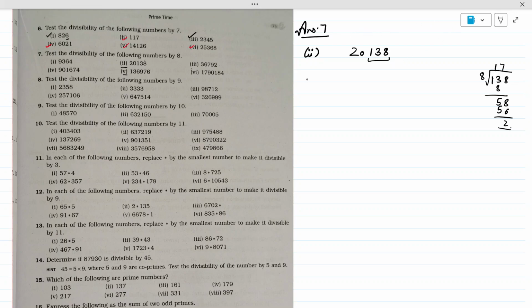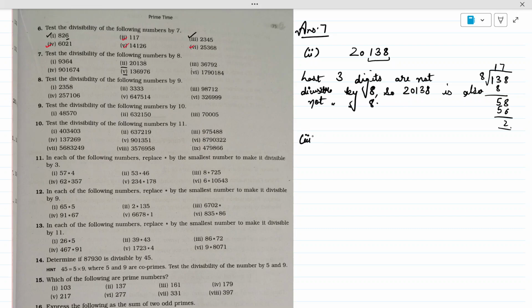So I'm writing here: the last three digits are not divisible by 8. Okay, so 20138 is also not divisible by 8. Not divisible by 8. Done.